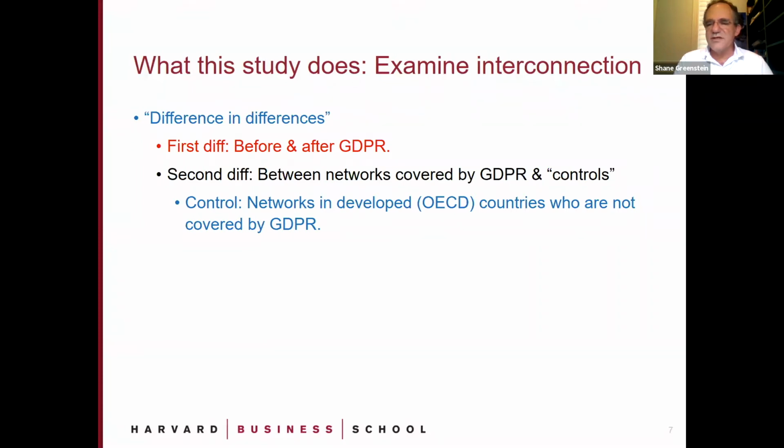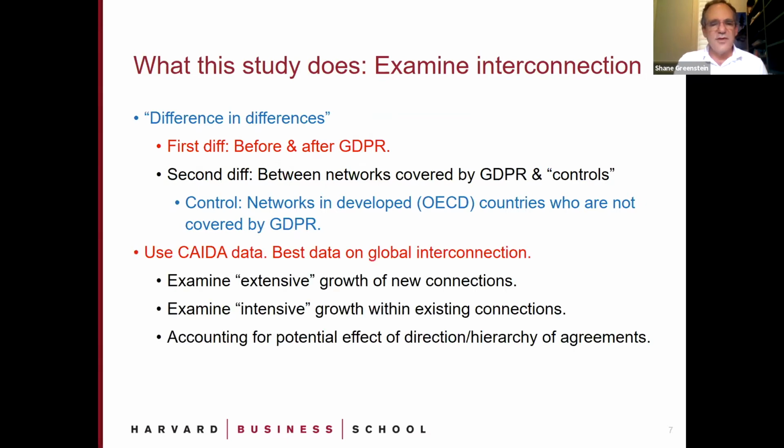So just to be very concrete, there are 31 countries covered by the GDPR. There are 11 countries that are in the OECD who are not covered by the GDPR, including the United States and Canada. And so it's a substantial part of the internet also that is not covered. And so that's going to be the comparison. I'll give you more details in a moment.